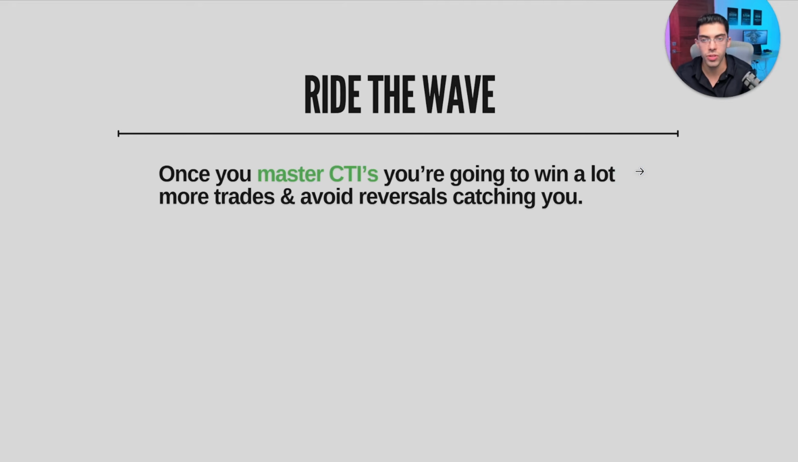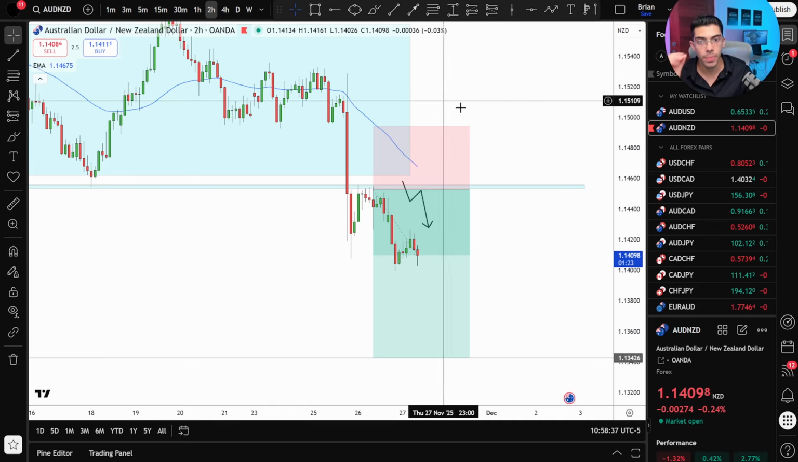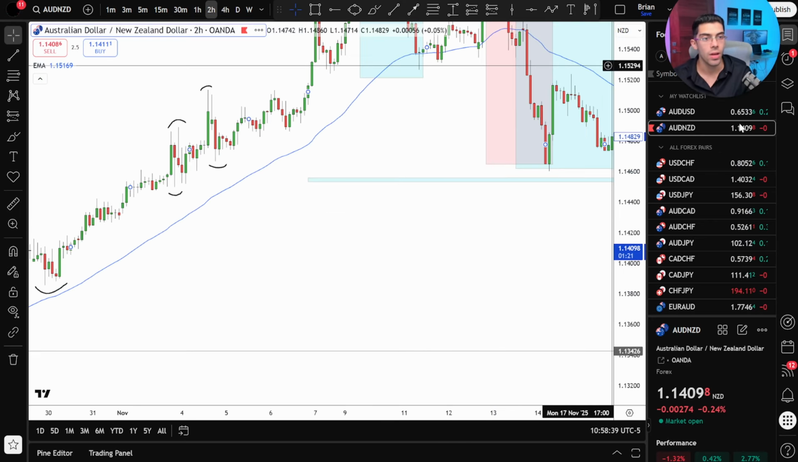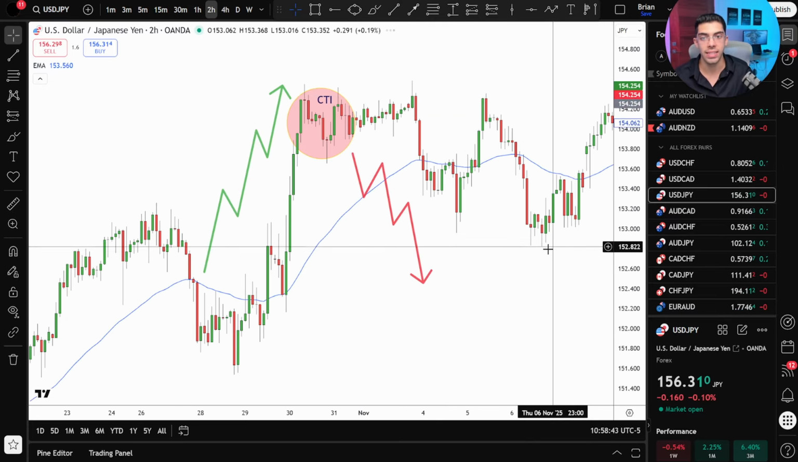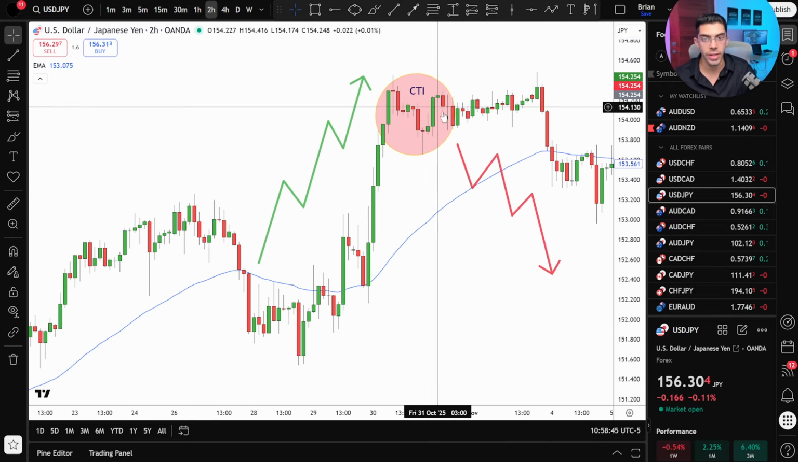This is literally the most important part. Once you master CTIs, you're going to start to win a lot more trades and you're going to start to avoid reversals catching you. This saves you so many losses. People, like I said, they're going to be saying the market is still bullish. What are you doing? The market's still very bullish. Like this right here. This is such a bullish market.